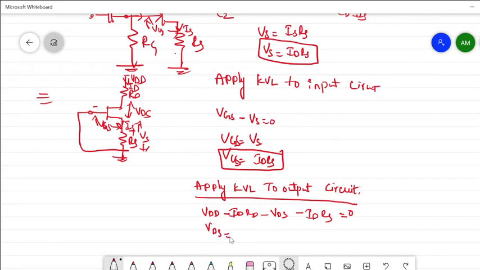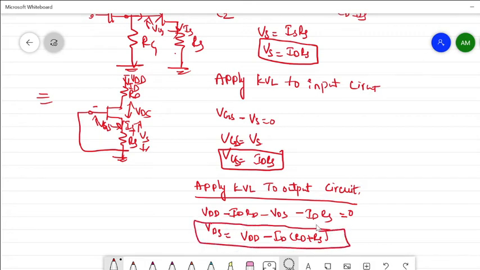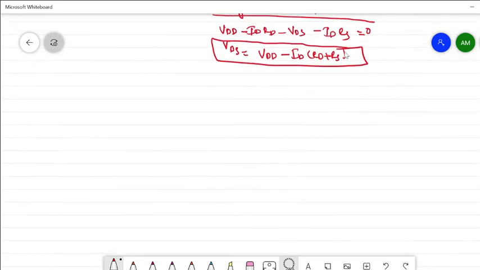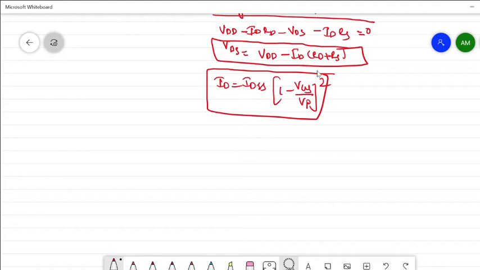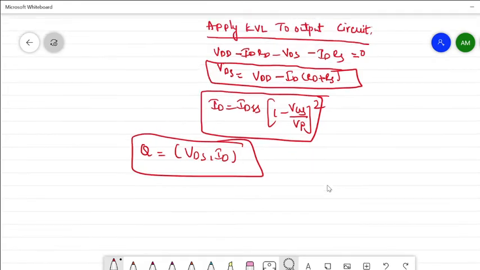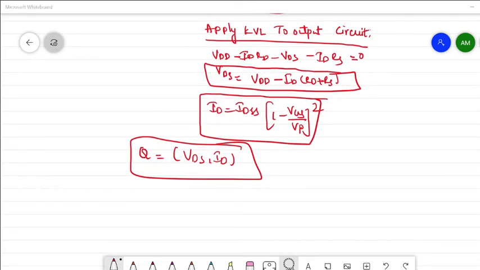We want the output voltage VDS. So VDS is equal to VDD minus ID common, RD plus RS. This is the output voltage. Next, already we know the current equation: ID is equal to IDSS into 1 minus VGS by VP whole square. Here VP is nothing but pinch off voltage. This is the Q point. Q point is nothing but VDS comma ID. Okay, this is about the self bias method.